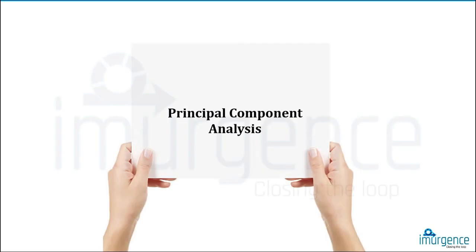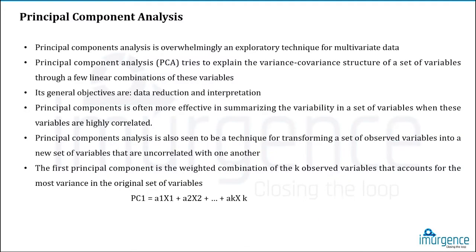So we'll start off with the principal component analysis. It's basically an exploratory technique for multivariate data. Principal component analysis tries to explain the variance-covariance structure of a set of variables through a few linear combinations of these variables. So you're basically trying to create a new dimension, which is a linear combination of existing variables. Its general objective is data reduction or dimension reduction, so it's also called a dimension reduction technique, and obviously interpretation.